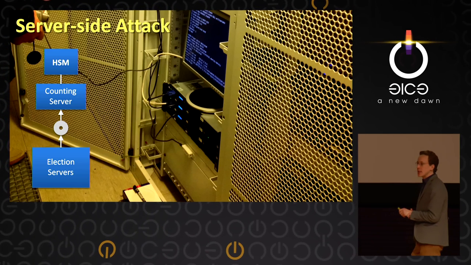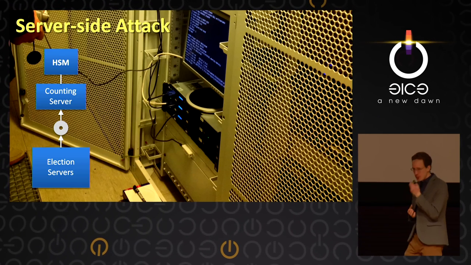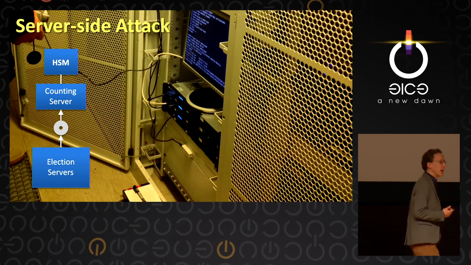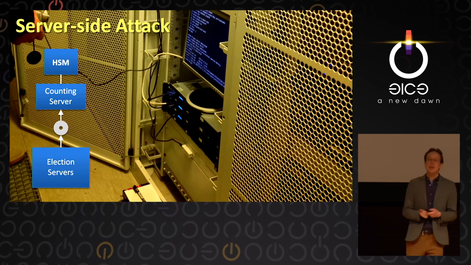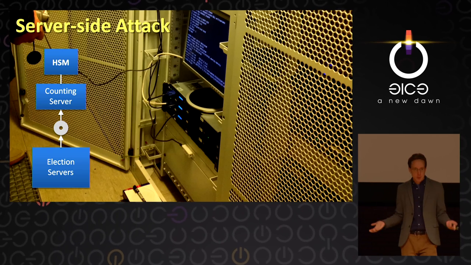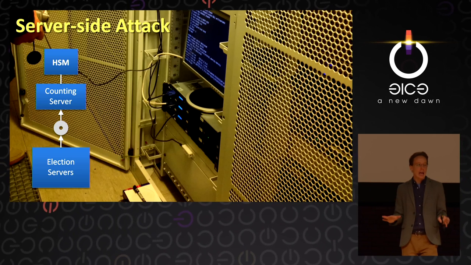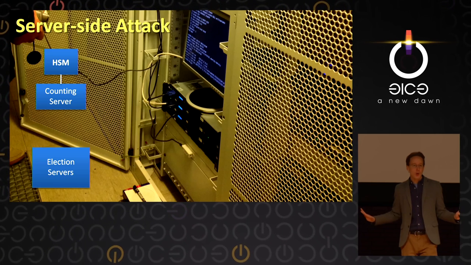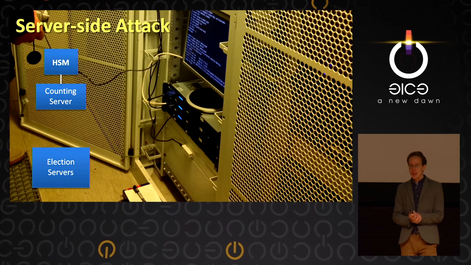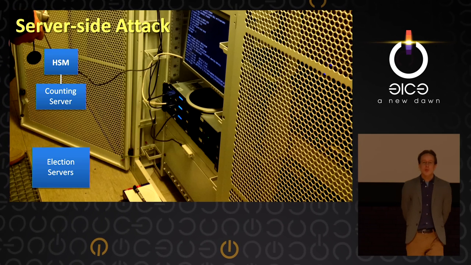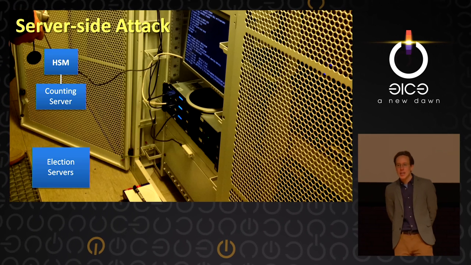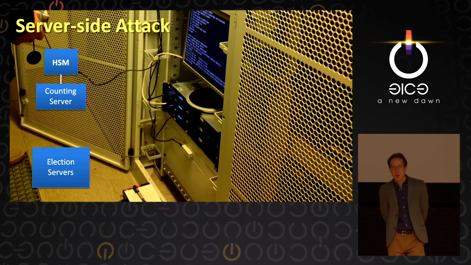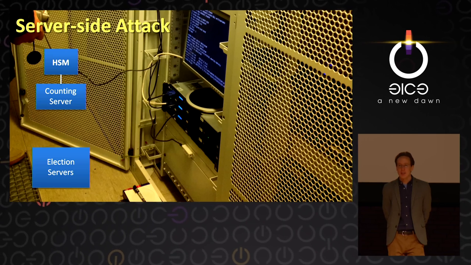Now the server side, the Achilles heel of the system is this counting server. It's the only thing that gets to manipulate the unencrypted votes. And nobody ever sees those votes, they just see the output. So if the counting server lies, then it can just arbitrarily say what the election outcome is. But they tried to make it pretty hard to manipulate the counting server. It's air-gapped. It's built before the election. It's sealed. It's in a safe somewhere. We have to imagine that it's fairly difficult.